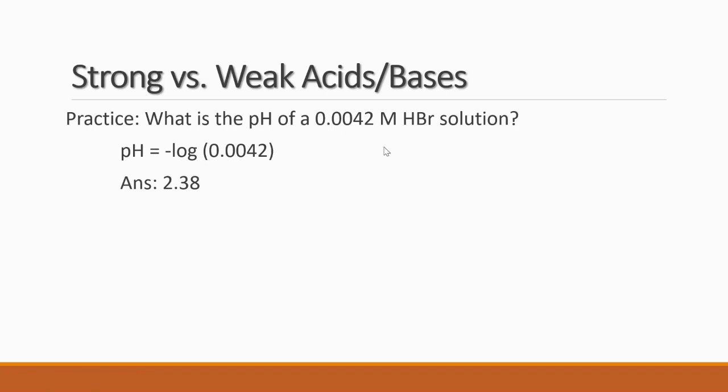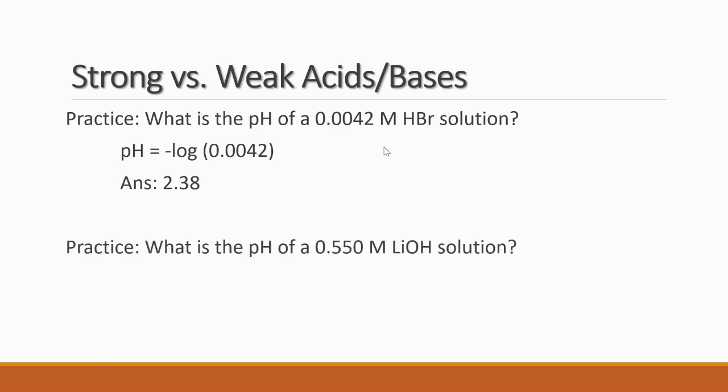We can also do this with bases. Let's do another problem with a base. So if we have a 0.55 molar lithium hydroxide solution, what is the pH of this? Well, again, this is the concentration of the OH ions. Even though we're labeling it lithium hydroxide, the concentration of lithium hydroxide doesn't really exist because it splits apart. It dissociates into its ions. So this is the concentration of the hydroxide ions.